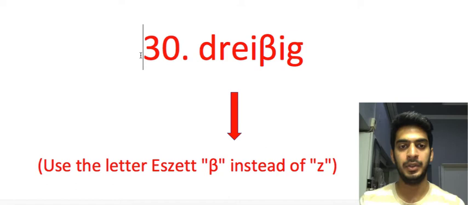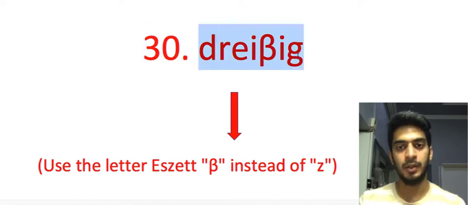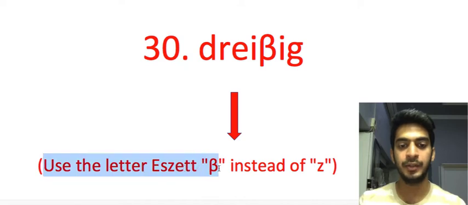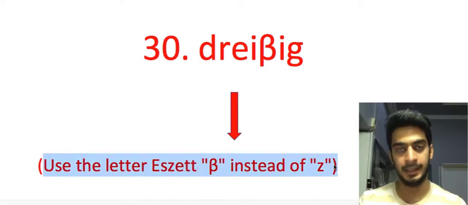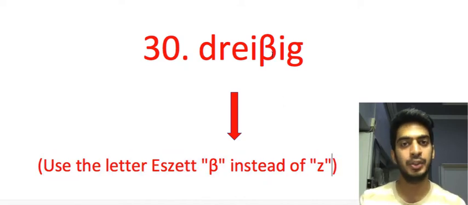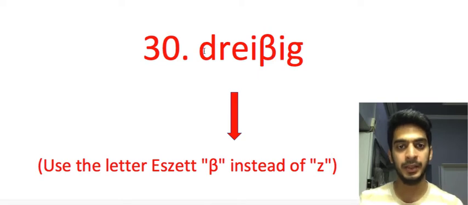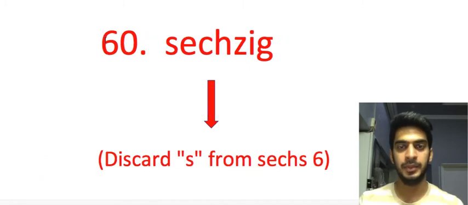Then number 30 is called dreißig. In this word, we have to use the letter S instead of Z. Usually we add zig, Z-I-G, but in this word, instead of Z, we have to add the letter S. Number 30, dreißig. Number 60, sechzig.